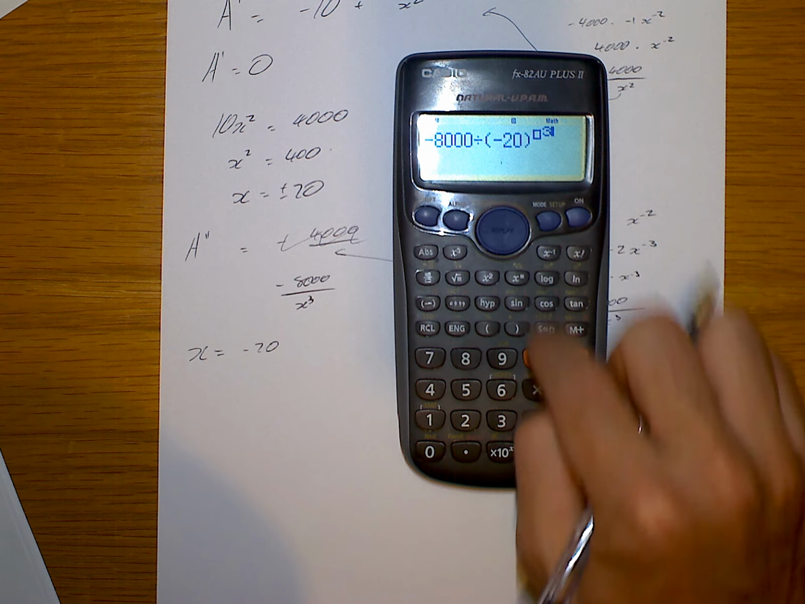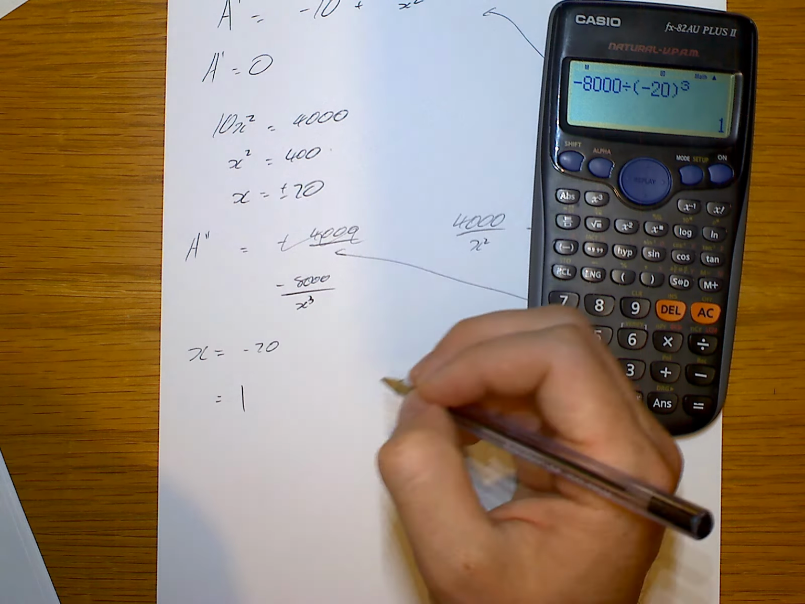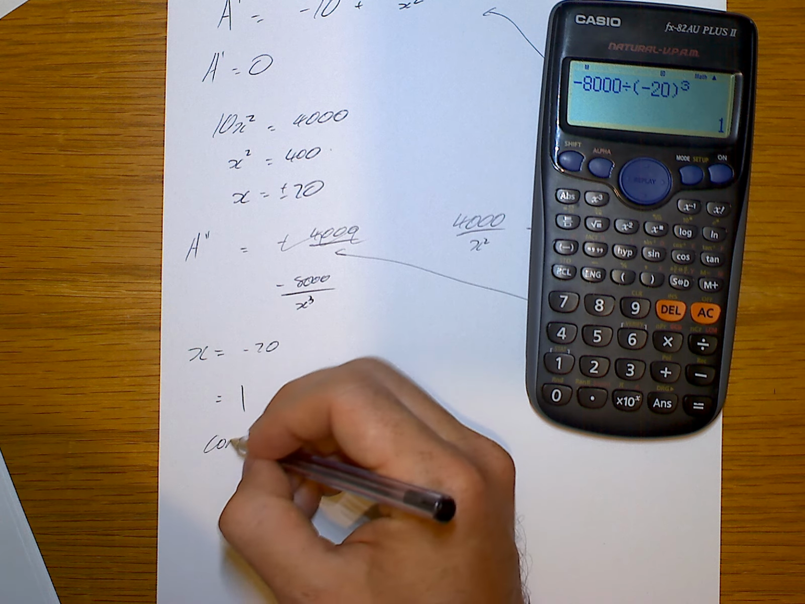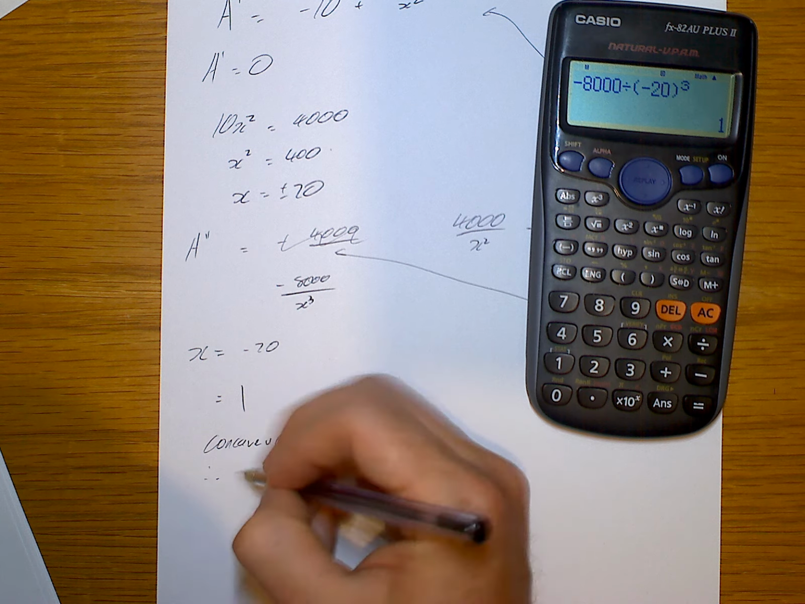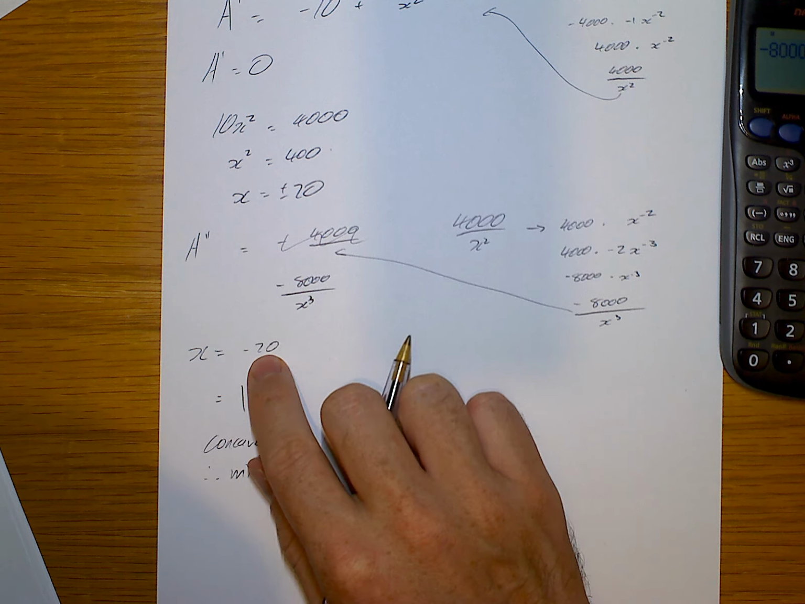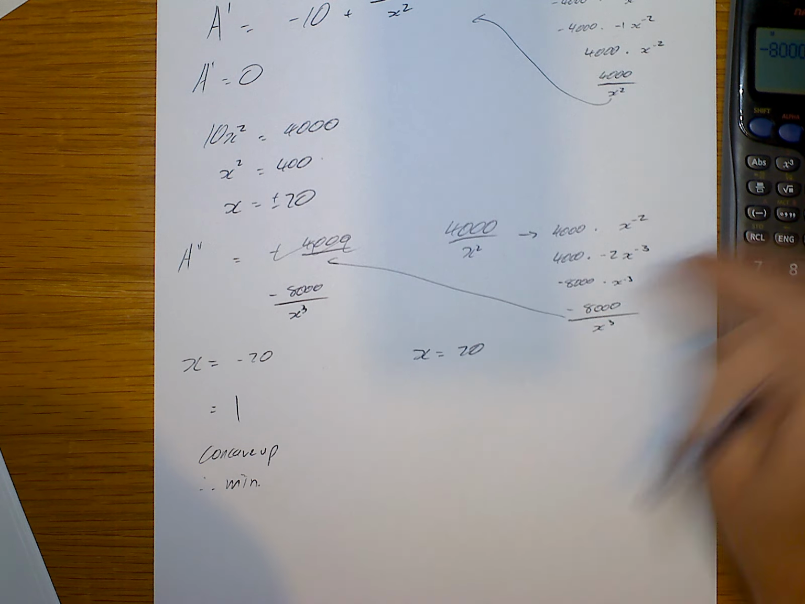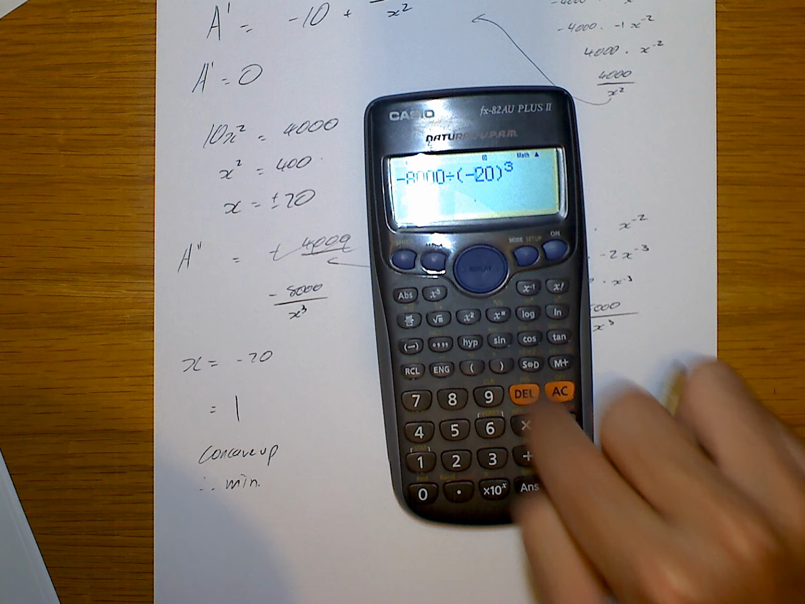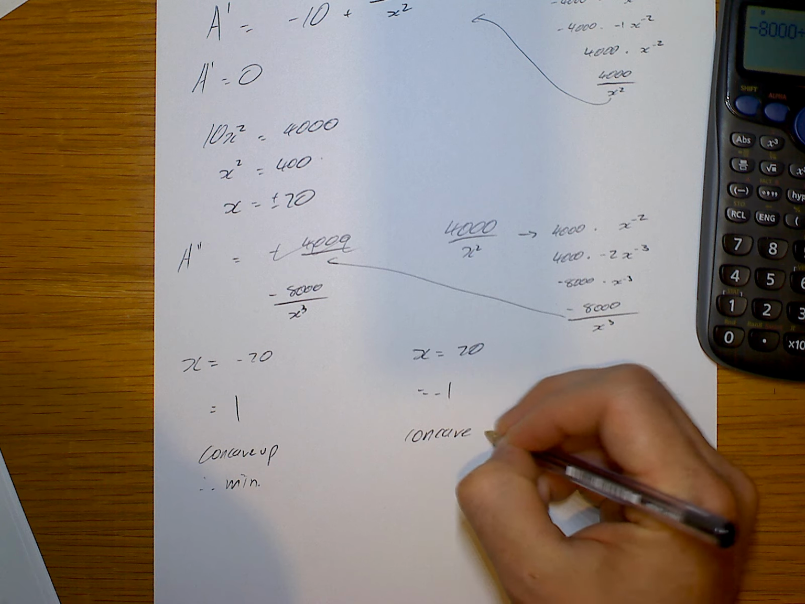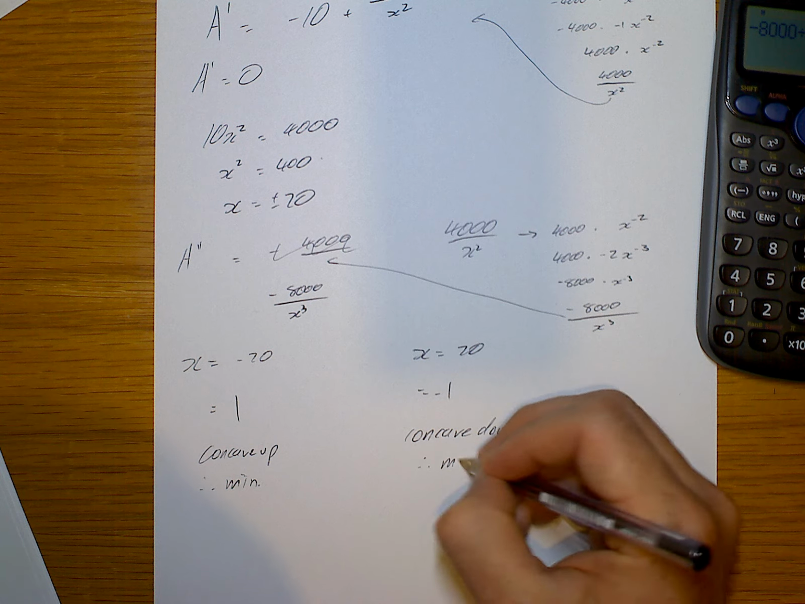If we do that again, it's going to be 1. Okay, and that is greater than 0, so it is concave up, therefore it is a minimum, and that's not what we want. I think it's going to generate the same thing, but it's going to be negative with x equals 20. If I just change that to get rid of that negative, it should be negative 1. There we go. Which is concave down, which is a maximum.